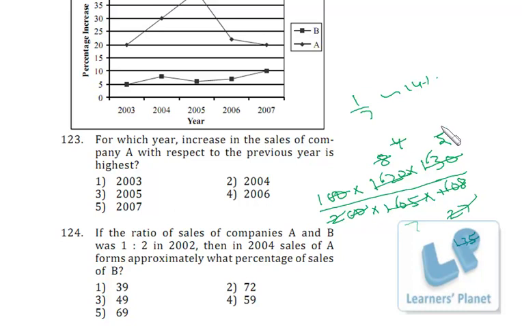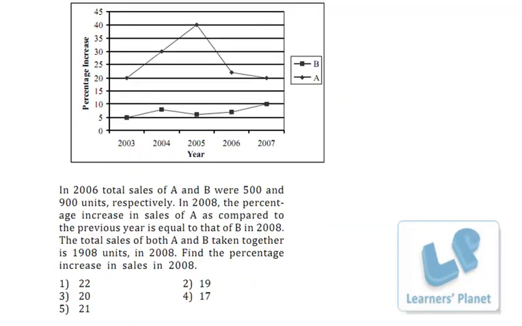So we have options very far from each other. The closest to 70 is 69 over here, because we just have to find the value less than 70%. So that is 69%. So the problem becomes very simple. I hope you are clear.